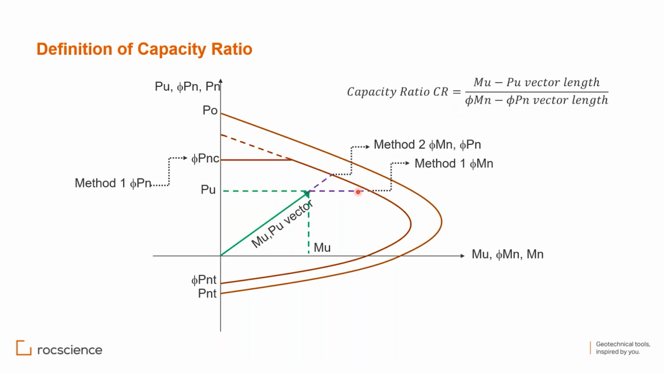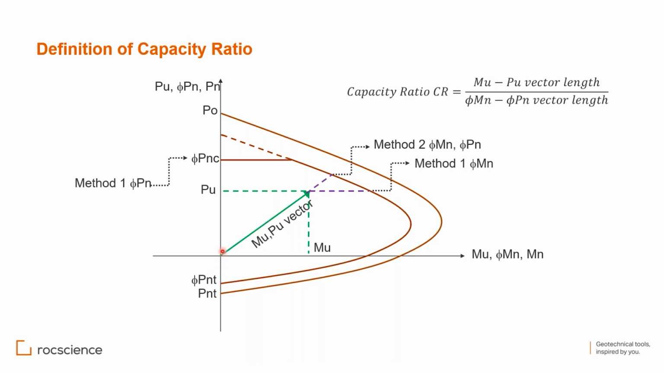And we have two methods to calculate the capacity ratio, depending on the MU/PU vector. MU/PU are the factored loads that you have got from the results. So these are considered the factored loads. The vector to the point of the load divided by the vector in the same direction that crosses the factored interaction diagram, that is called the capacity ratio. This is method one.